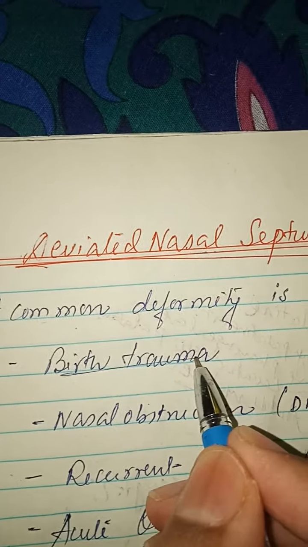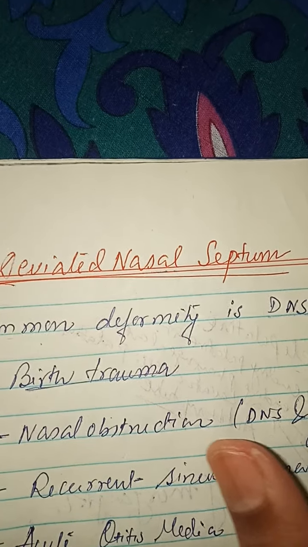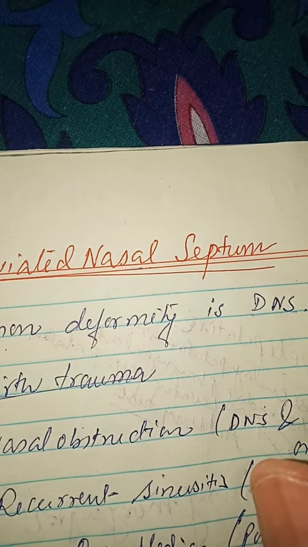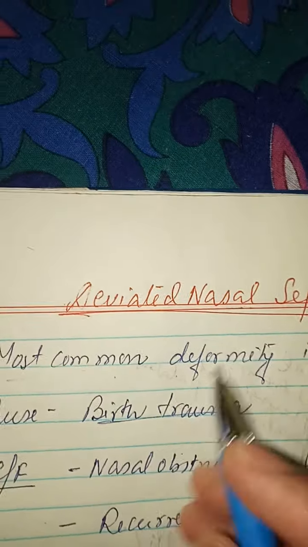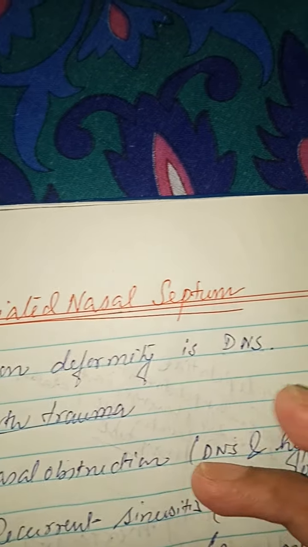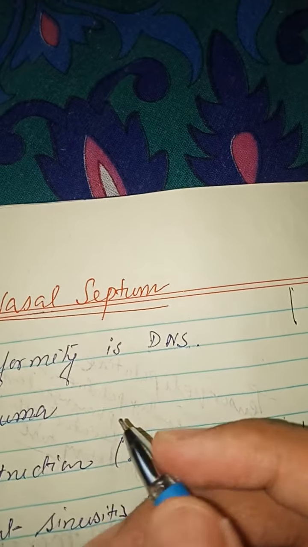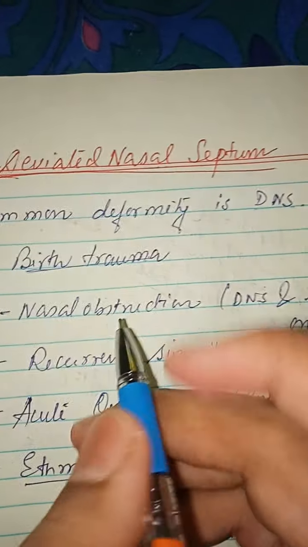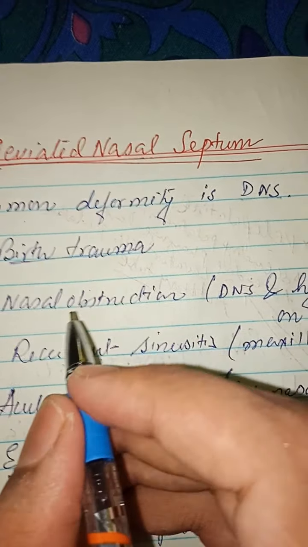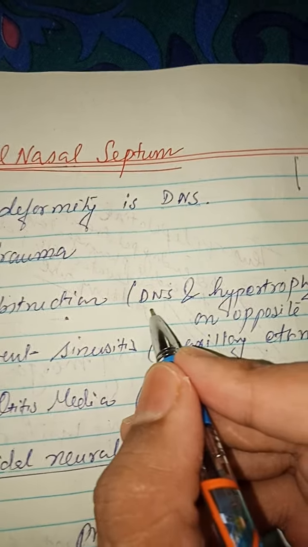This deviation is basically caused by birth trauma. During the delivery, if there is a prolonged delivery, then this causes the deviation of the nasal septum. Now, the clinical feature of this deviated nasal septum is nasal obstruction. With the deviated nasal septum, if there is a hypertrophy of the turbinate, especially the middle turbinate hypertrophy on the opposite side, it causes nasal obstruction.